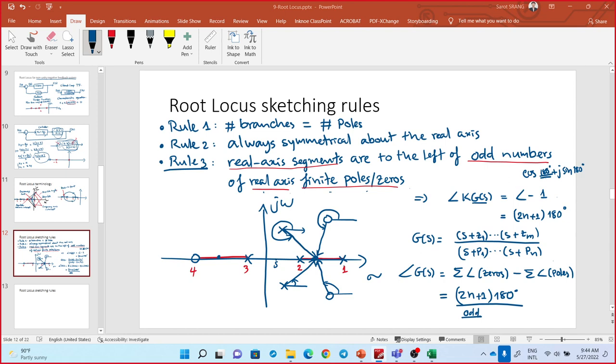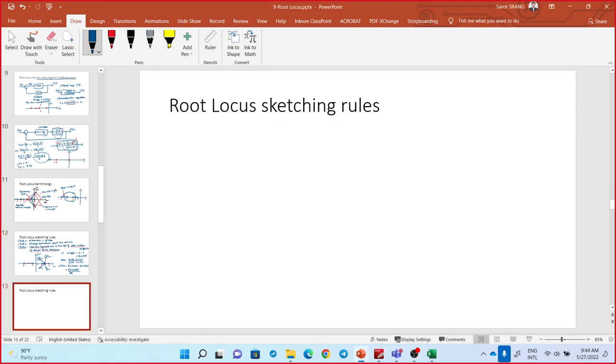Then rule number 4. Root locus begins at poles and ends at zeros.